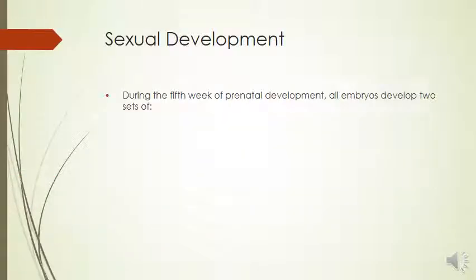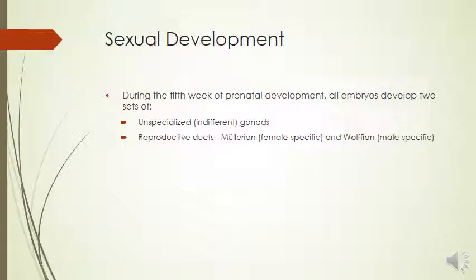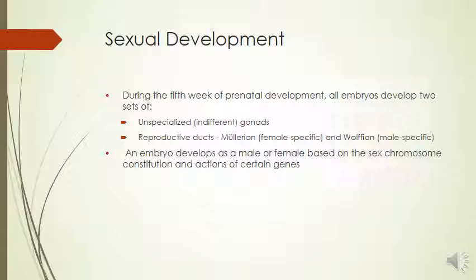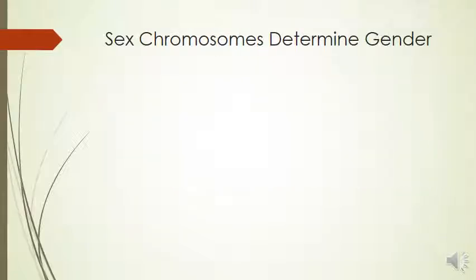If we look at sexual development, during the 5th week of prenatal development, all embryos develop two sets of unspecified indifferent gonads and reproductive ducts, in the female Müllerian and in the male Wolffian. An embryo develops as a male or female based on the sex chromosome constitution and actions of certain genes, specifically the SRY gene, sex-determining region of the Y chromosome.